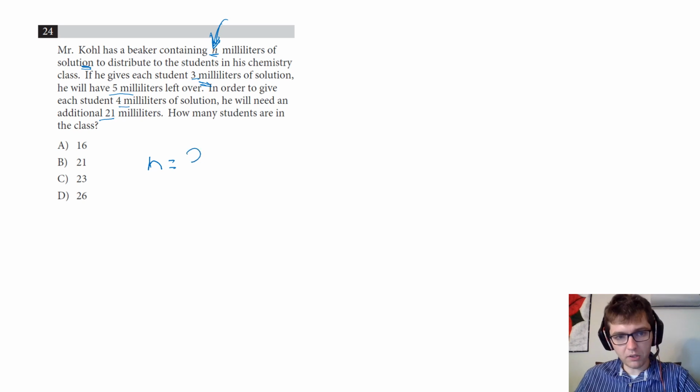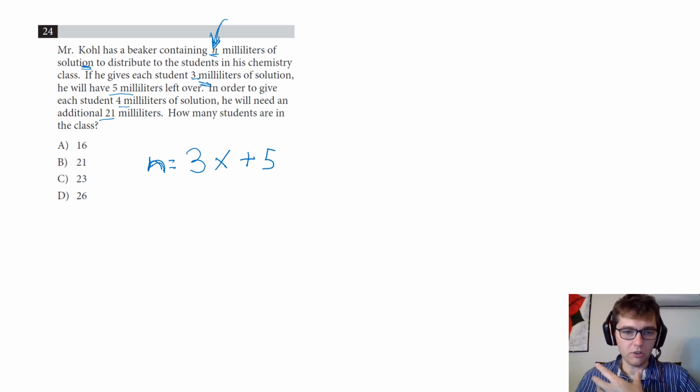So you'll have 3 milliliters of solution multiplied by the number of students. We'll call that x. You'll have 5 milliliters left over. So you distributed 3 times the number of students, and then n still has 5 at the end. So plus 5 will give you n total, right? So n will break down to 3 times the number of students plus the 5 you have left over.